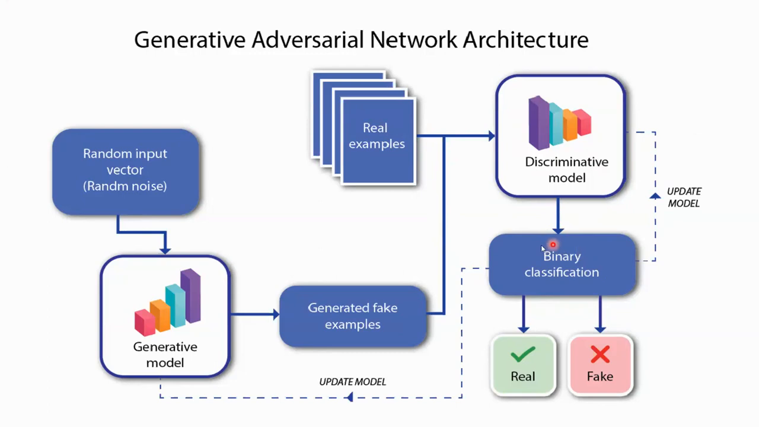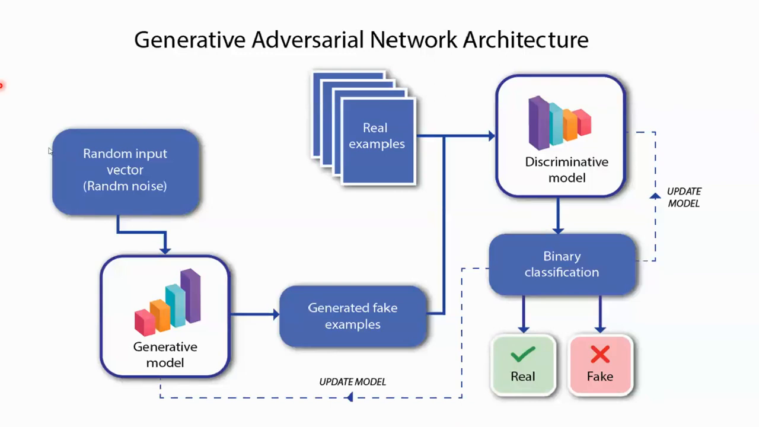Based on that, it is going to do some binary classification. As I told, this discriminative model will not create any samples. Instead, it will classify or label. It is doing binary classification, which means whatever data is coming through the discriminative model, it has to classify whether it is original data or generated data. Either it is real data, or identification of fake data is done. Once it is classified, that will be updated to the generative model and the discriminative model as well. So this is how the generative adversarial network works.